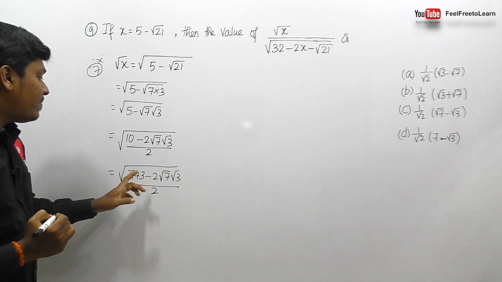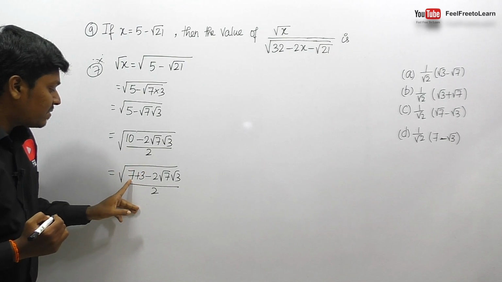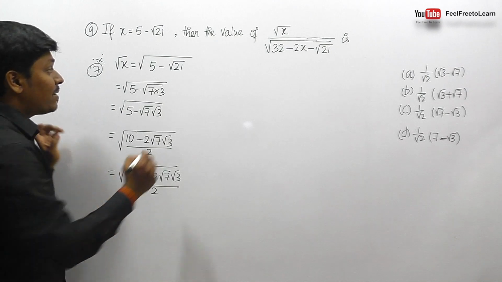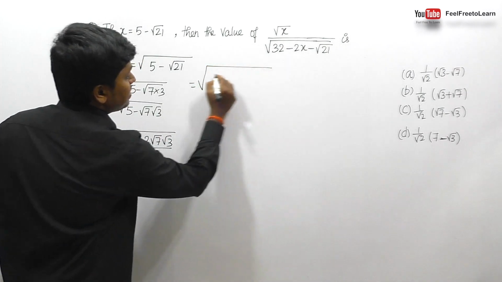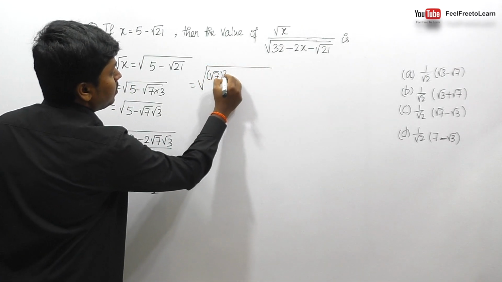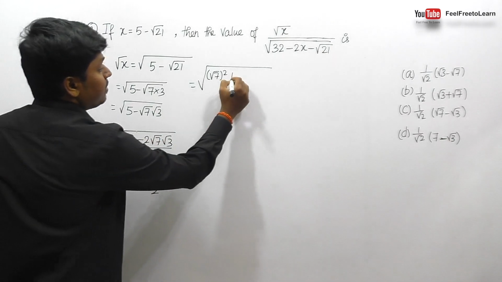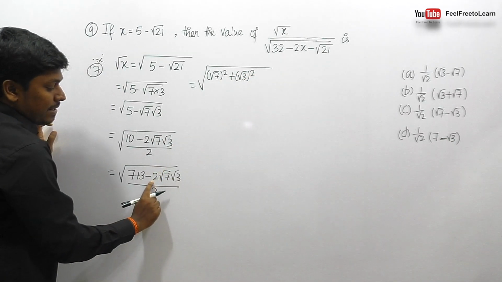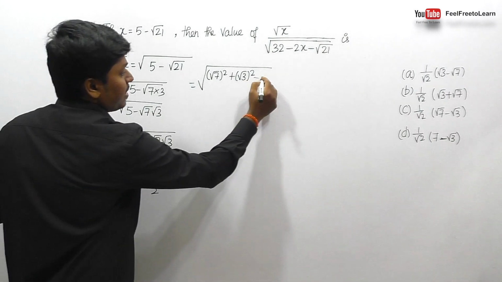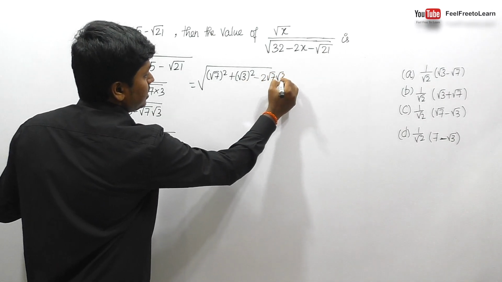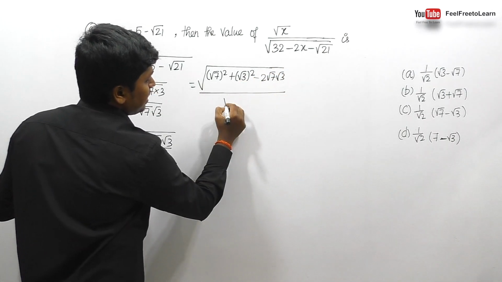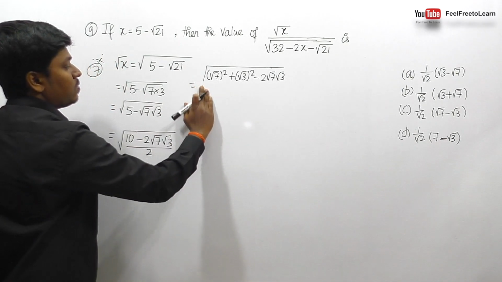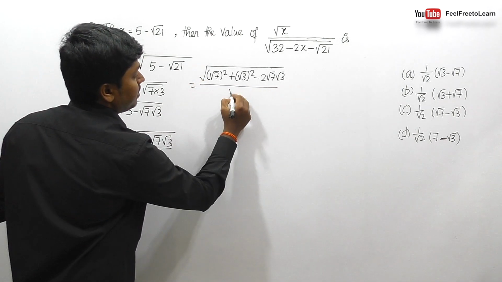Finally we have got this expression as a square plus b square minus 2ab. So a square will be root of 7 the whole square, and b square will be root of 3 the whole square. And here it is minus 2 root 7 root 3, divided by, this can be written as root 2. Here it is 2, so this can be separately written as root 2. So divided by root 2.